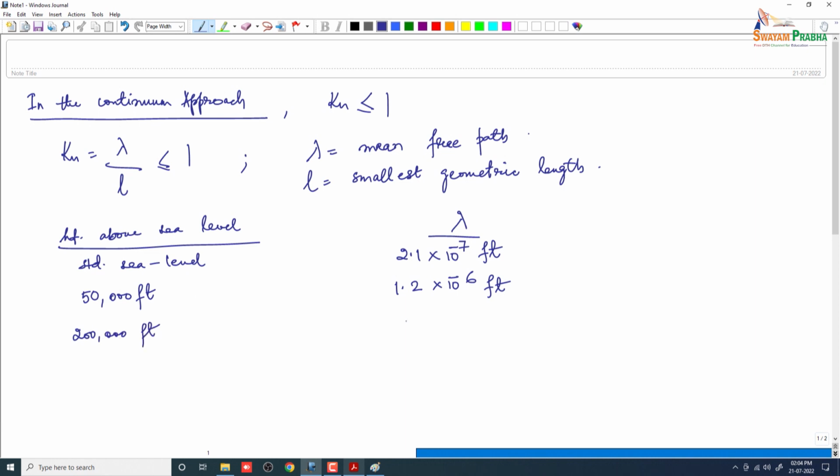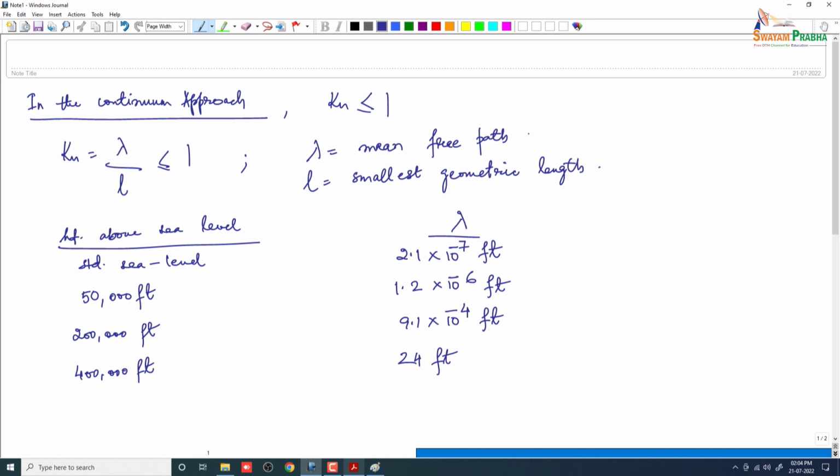At 200,000 feet, it's 9.1 times 10 to the power minus 4 feet. So the mean free path essentially is increasing quite rapidly. At 400,000 feet, it is about 24 feet. Interesting, right? So the mean free path at about 400,000 feet is 24 feet.